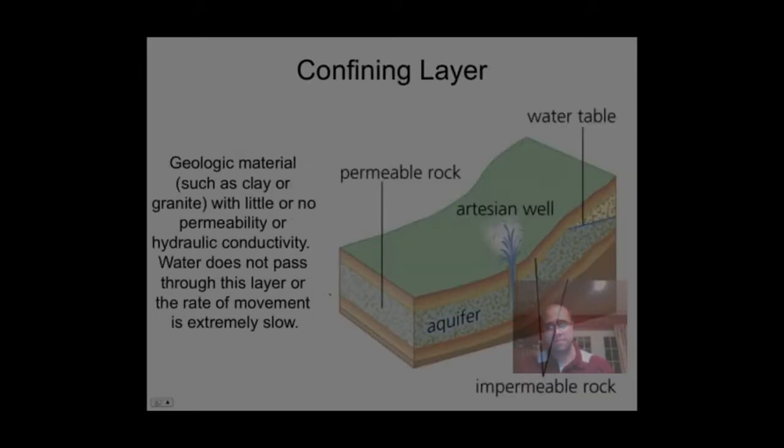A confining layer is impermeable. So it says geologic material such as clay or granite with little or no permeability. So it is impermeable. In this particular diagram, we have two confining layers. You see the impermeable rock above the aquifer and below the aquifer in this case. Those are confining layers. Solid granite we consider to be impermeable. And clay, this clay is so tightly packed, water will ultimately move, I guess, through either one of these, but we're talking on the scale of hundreds or thousands of years for this to take place.